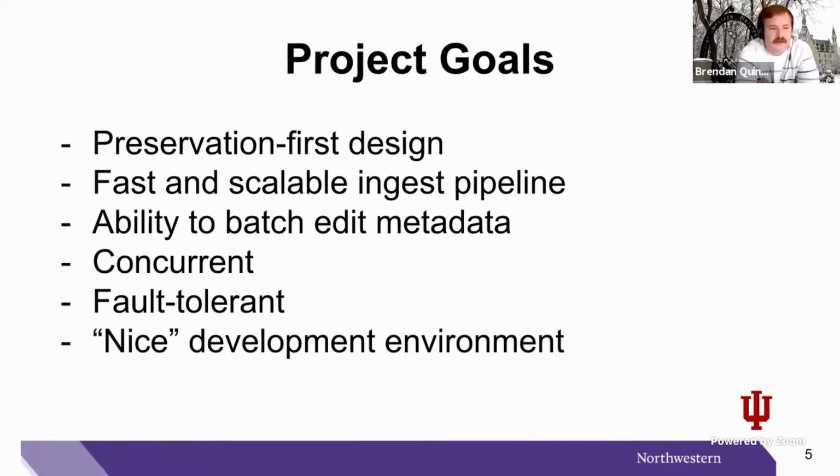We wanted a fast and scalable ingest pipeline. So like Adam and Karen were saying, our power users ingest thousands and thousands of records at a time, and we wanted to be able to support that. The ability to batch edit metadata, those were those wonderful slides you just saw. And so we wanted concurrency and fault tolerance. Those are things that are provided by the Elixir programming language, which I'll get into in a little bit.